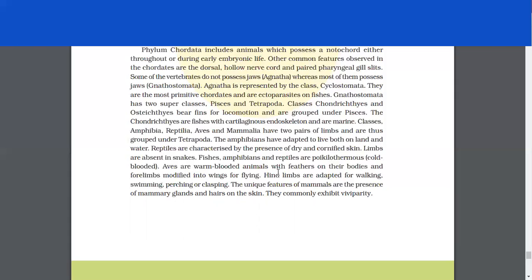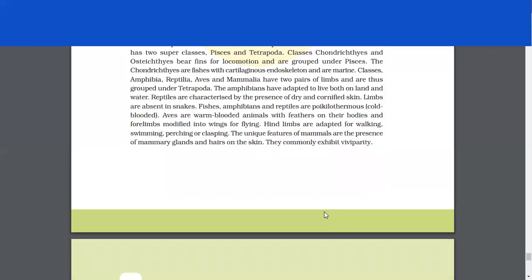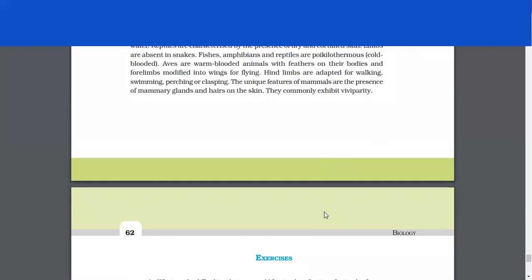Classes Amphibia, Reptilia, Aves, and Mammalia have two pairs of limbs and are thus grouped under Tetrapoda. The amphibians have adapted to live both on land and water. Reptiles are characterized by the presence of dry and cornified skin. Limbs are absent in snakes. Fishes and amphibians, and reptiles are cold-blooded. Aves are warm-blooded animals with feathers on their bodies and forelimbs modified into wings for flying. Hindlimbs are adapted for walking, swimming, perching, or clasping. The unique features of mammals are the presence of mammary glands and hair on the skin, and they exhibit commonly viviparity.